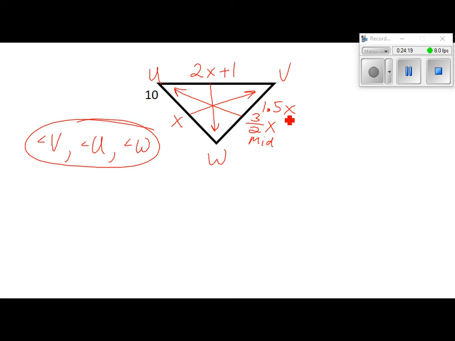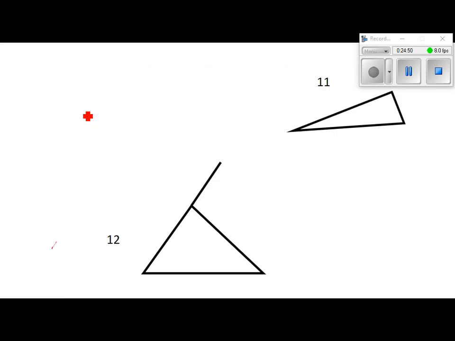Actually, we could figure out that it's more than 50. How come it can't be 50 degrees if it's the biggest? What would that make these other 2 angles? One of them has to be more than 50, right? Yeah, that's the problem number. So 50 wouldn't work there. We could say angle W has to be at least this much.